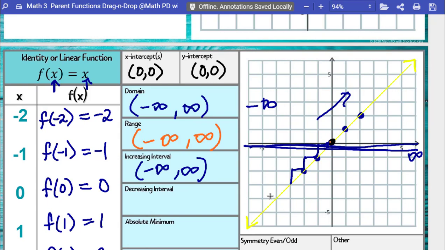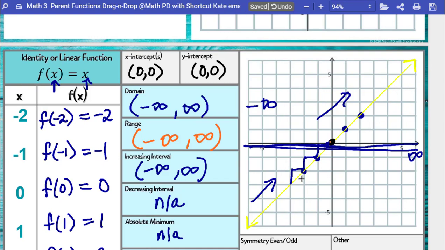Now this function I just said is increasing, which means, because we think of it going up, there is no decreasing interval on this function. There is no absolute minimum or maximum in this function, no lowest or highest point.